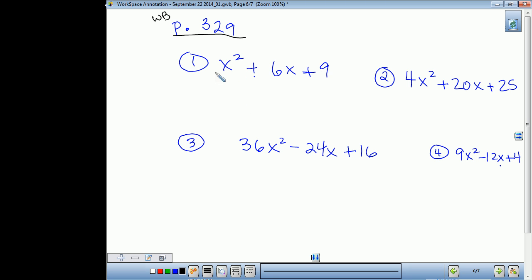Is the first term a perfect square? Yes. Is the last term a perfect square? Yes. Okay, so let's try to write it as a binomial squared. What is the square root of x squared? x. What is the square root of 9? 3. The middle sign is positive, so we go positive. But you must always double check. If I double this product, do I get that middle term? Yes.